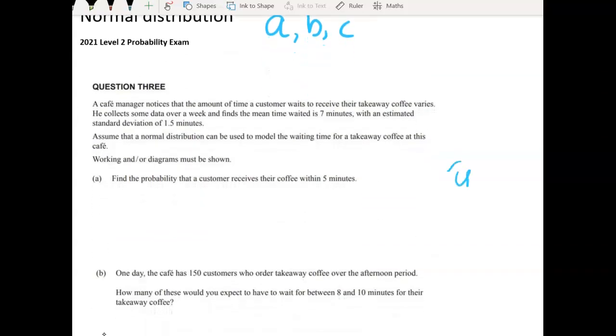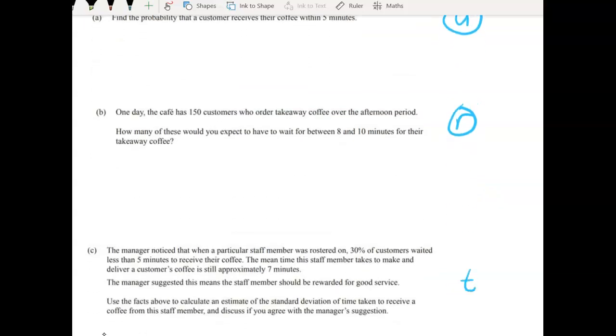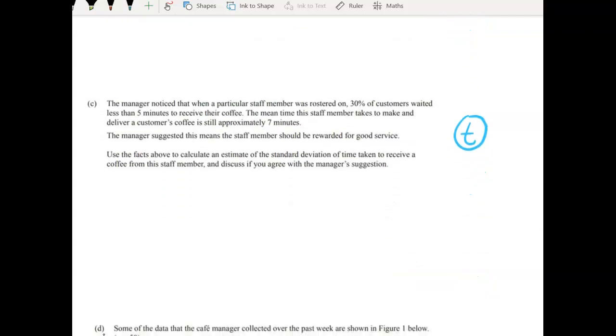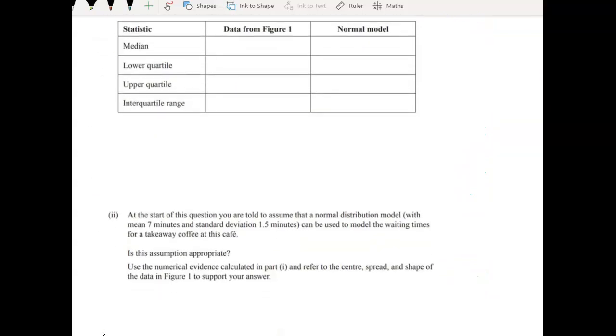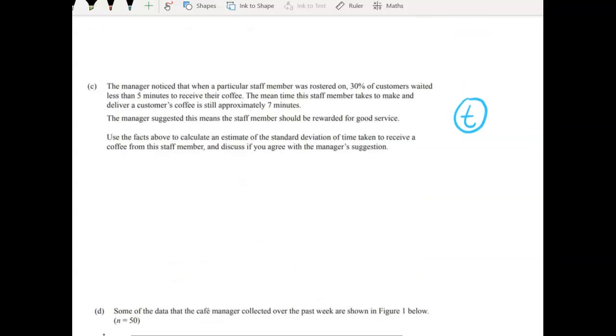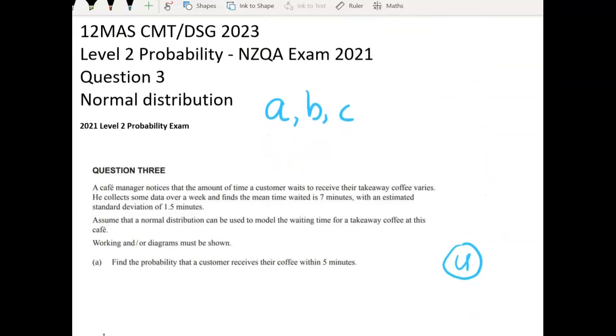So the first one is an achieved question, the second one is a merit question, and this third one goes up to excellence. Now then there's part D, which I really like, but I'm going to do that in a separate video, and I'm going to go pretty slowly in this section.